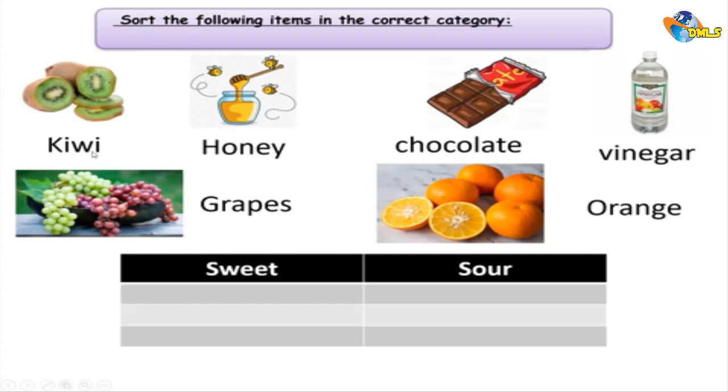I want you to sort these items in sweet and sour. We have kiwi, honey, chocolate, vinegar, grapes, orange. You will sort them, which one is sweet and which one is sour. Take your time. Try to finish them quickly.